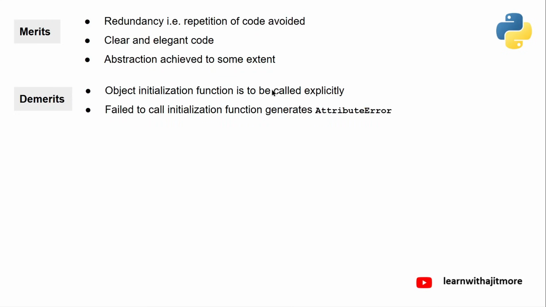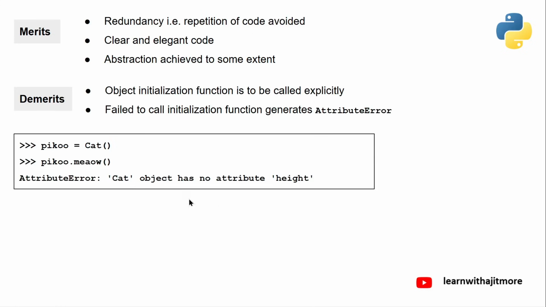Okay? And if you fail to call it, if by mistake you forget to call it, and you try to do some other work, it will give you attribute error. Failing to call the initialization function generates attribute error. Quickly, I'll show you. You're creating one more cat object called Piku. Initially, is it an empty dictionary? It doesn't have any properties in it. Then we were supposed to call piku.setData, but I forgot and directly called meow.